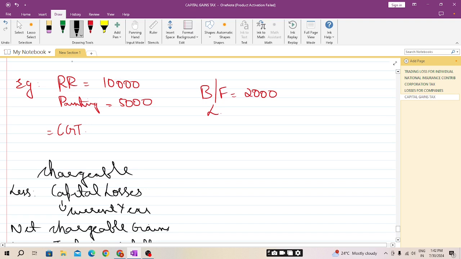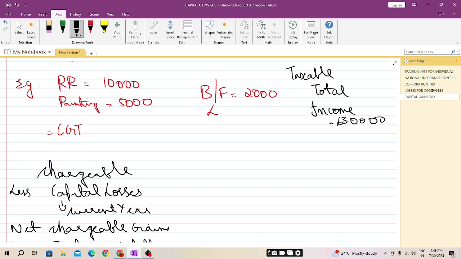This point is clear. Then let's take the taxable total income. The taxable total income will be, students, 30,000 pounds of an individual. This is the question we have.